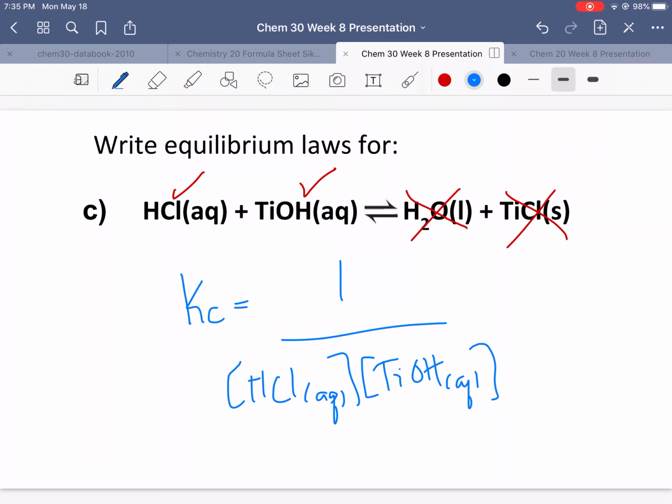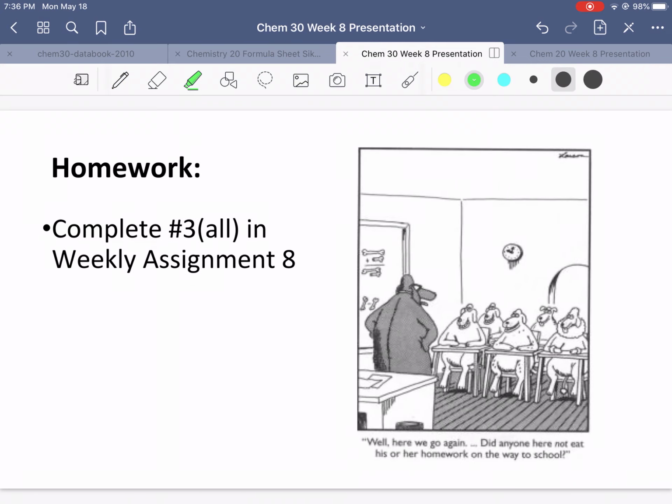Remember, leaving out pure substances that are solids and liquids, and always including gases. Pure substances or not, include your gases. And always include your aqueous ions and molecules. So please do all of number 3. There's a few equilibrium laws that you can do for that one.